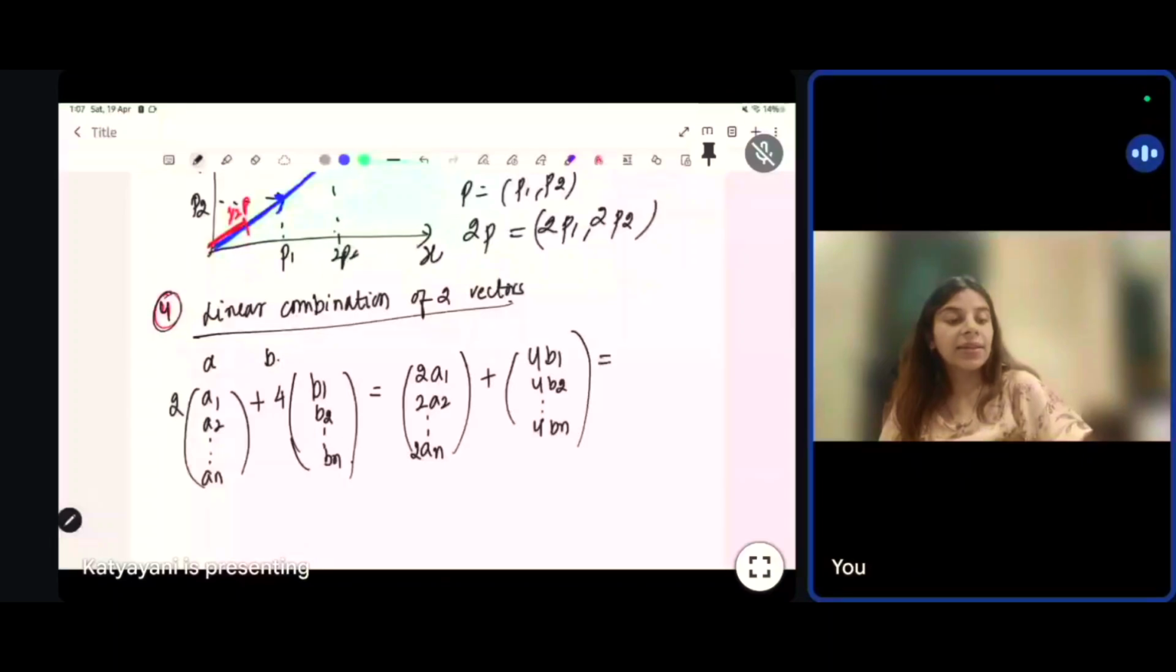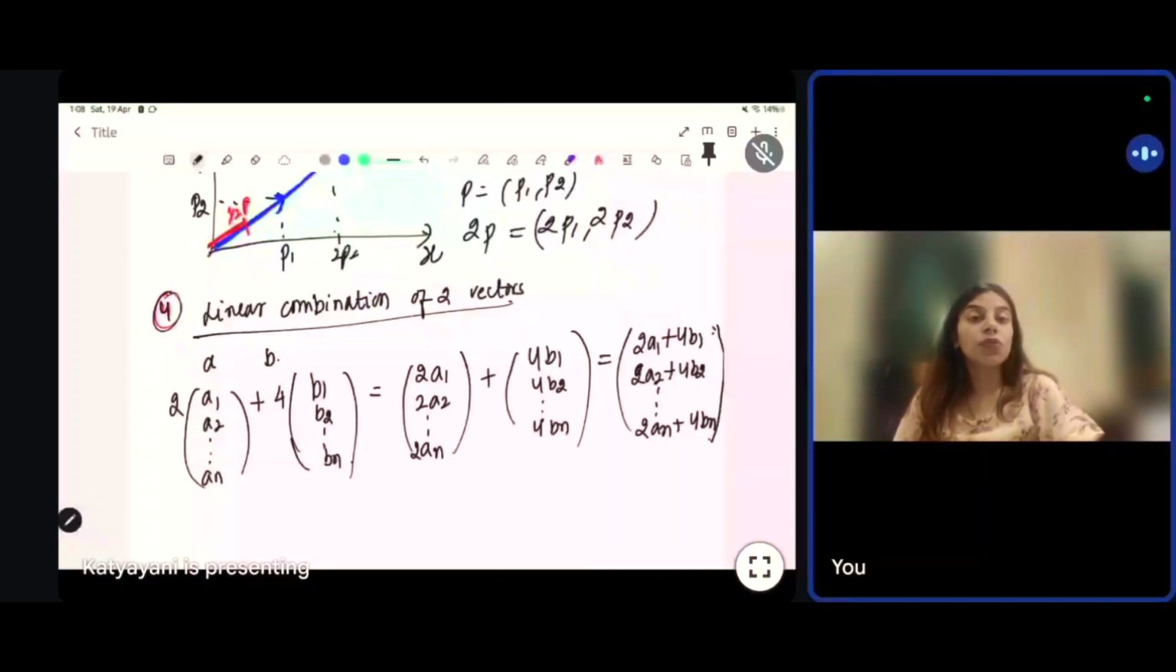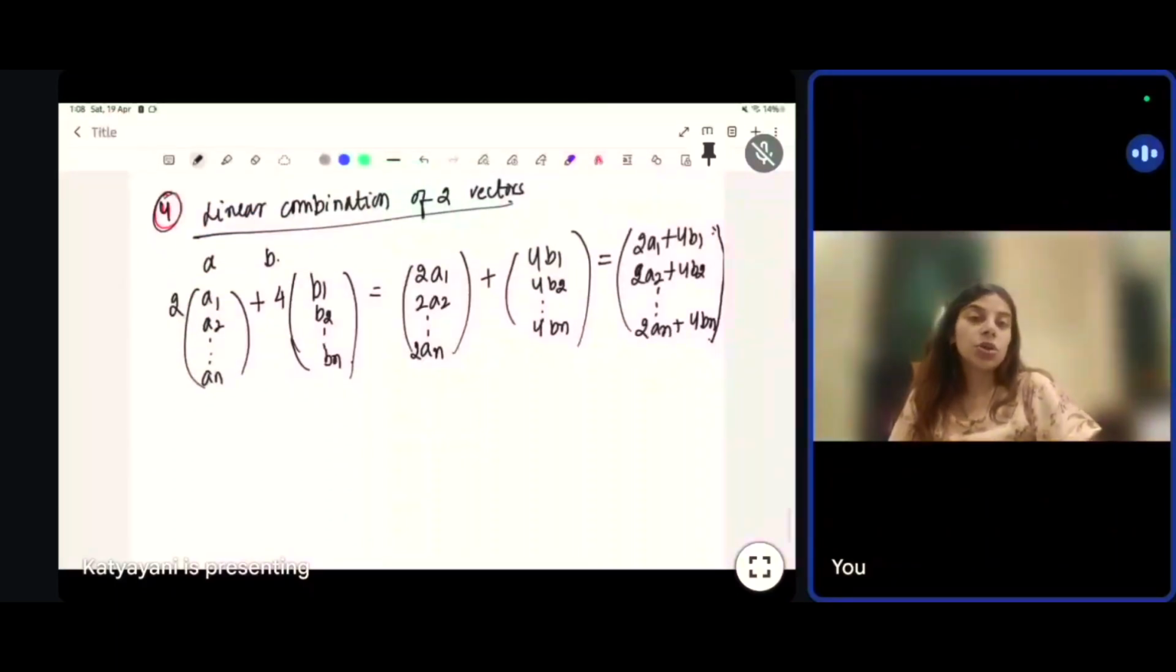And then I can add them and get 2a1 plus 4b1, 2a2 plus 4b2 and so on till 2an plus 4bn, right? So such a linear combination of two vectors I can find. These are certain operations I can apply on two vectors. I can first multiply the vector with a scalar and then add these two vectors, and what does that become? It becomes a linear combination of two vectors.